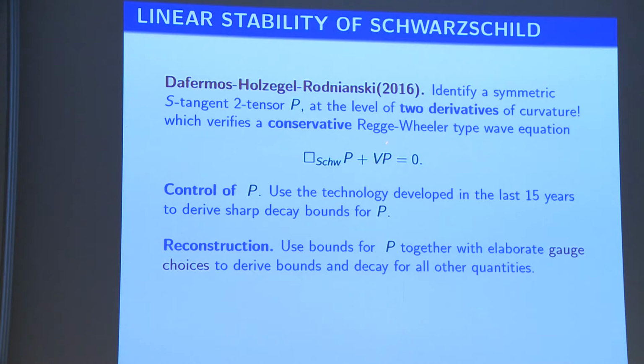I mean, P, of course, is just at the level of two derivatives of one component of a curvature. So you have to go back and go down and get all the other quantities, in particular those quantities which are gauge dependent, and therefore you have to make gauge choices, right? And of course, that's a highly non-trivial part.